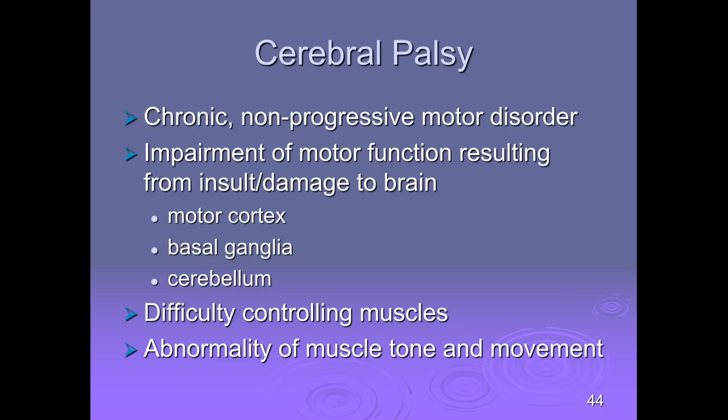So moving on to CP. This is a chronic, non-progressive motor disorder. It's an impairment of motor function resulting from insult or damage to the brain. So either the motor cortex, the basal ganglia, or the cerebellum, and they have difficulty controlling muscles, and the abnormality of muscle tone and movement, and they tend to be hypertonic.